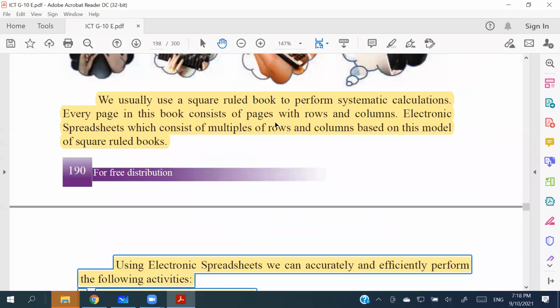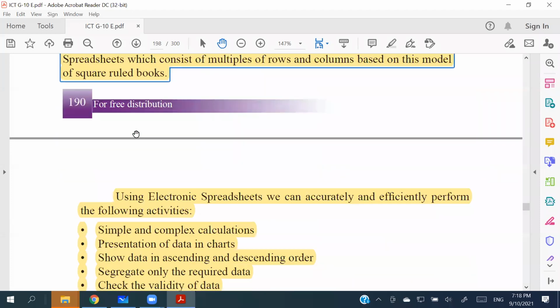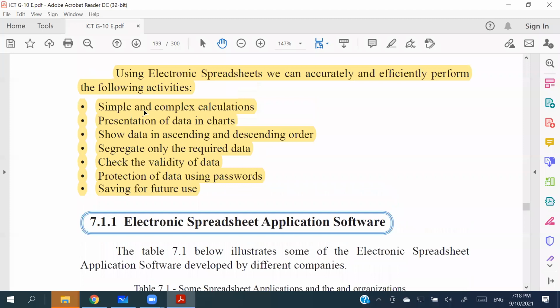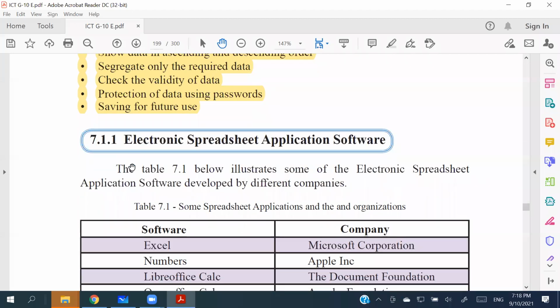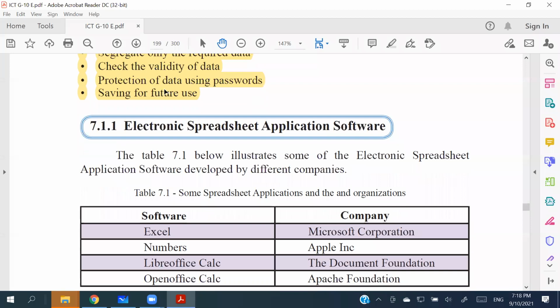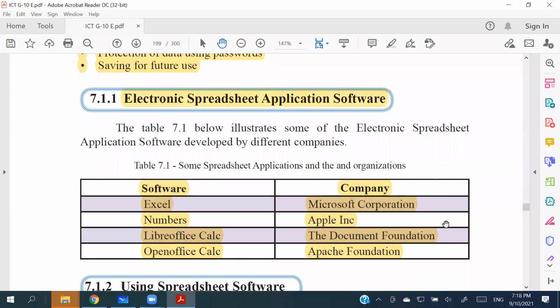Let me remind you again: the latter part of page 190, and this part from 191, plus after these pointings you have to have this heading, and please copy the table. The table illustrates the different kinds of spreadsheets that we can use. Excel is the one we are going to practice, which is from the Microsoft Corporation, which is licensed software. That means we have to pay and purchase it, right?